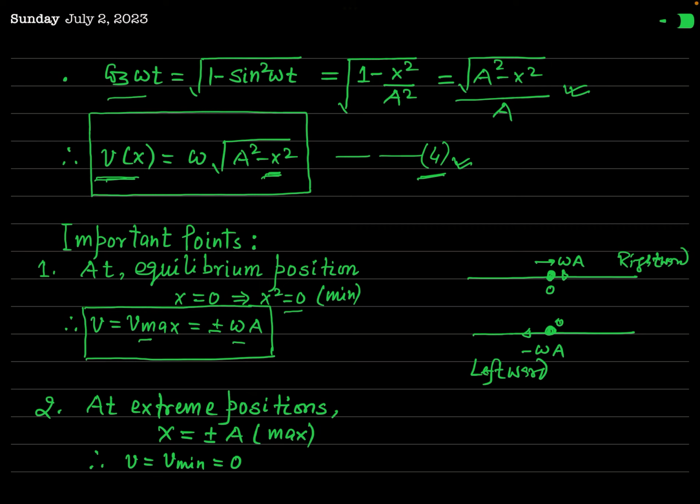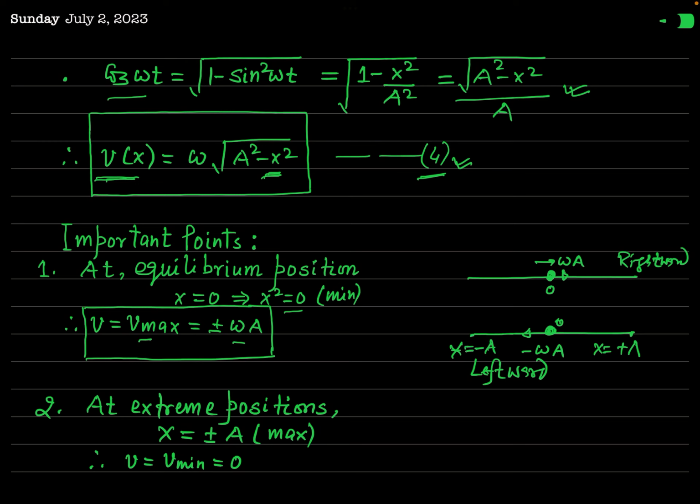So we say that the maximum value of velocity occurs when the particle is at the equilibrium position, and its value is equal to omega times A, where A is the amplitude of this simple harmonic motion. Now, another standard position during SHM is the extreme positions. At the positive extreme position x is equal to plus A, and at the negative extreme position x is equal to minus A.